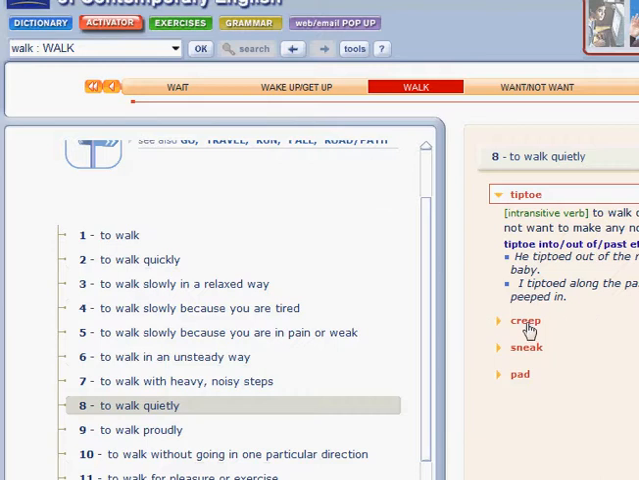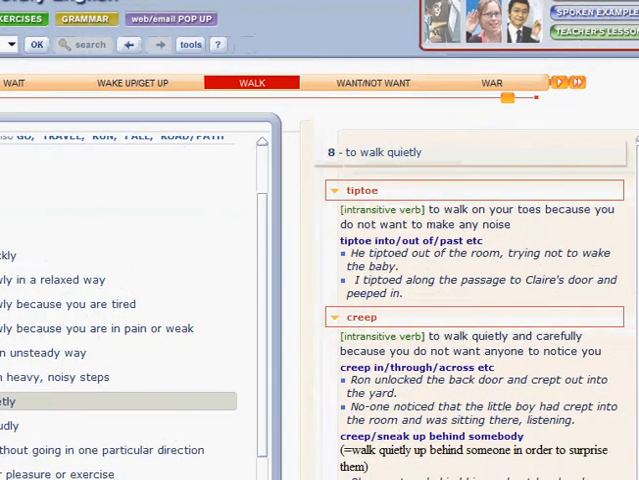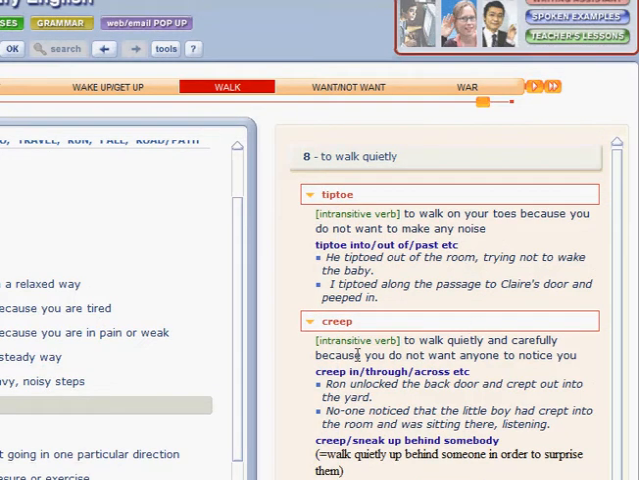Some people suggested creep. If we look at creep, it tells us it means to walk. Let me just move this over so that you can see it. There we are. To walk quietly and carefully because you don't want anyone to notice you. So it has a kind of furtive aspect to it. To creep in, through, across. Ron unlocked the back door and crept out into the yard. No one noticed that the little boy had crept into the room and was sitting there listening. So it's hidden, secret, furtive. Creep or sneak up behind someone means to walk quietly up behind someone in order to surprise them.